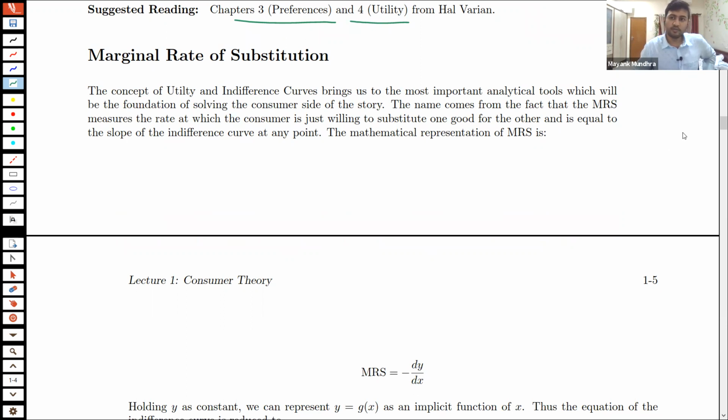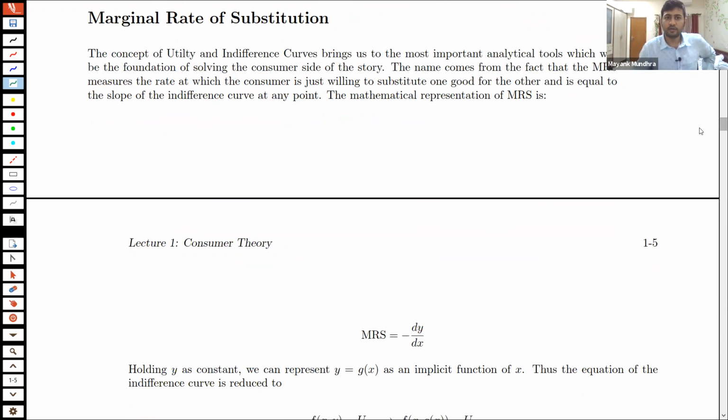Okay, let's move to the next topic. The next topic is marginal rate of substitution, MRS. The idea of MRS is that it is the rate at which I'm able to substitute one good for the other without changing my utility.